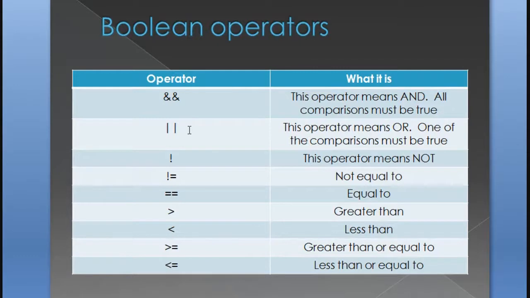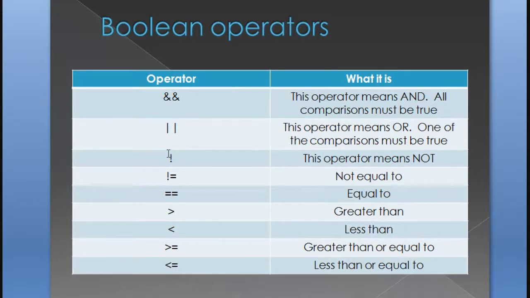The or, the double vertical line, that's the key above your enter, right by the slash. The double vertical bar means or, and one of those comparisons must be true. This or that. One of them can be false, but one of them has to be true for this whole statement to be true.